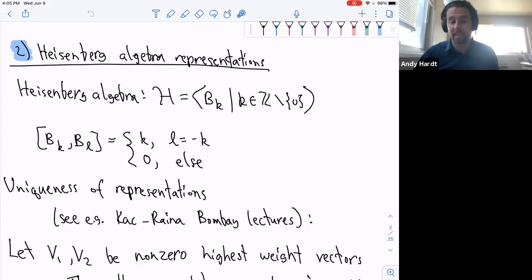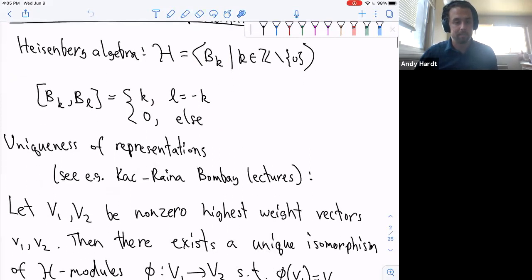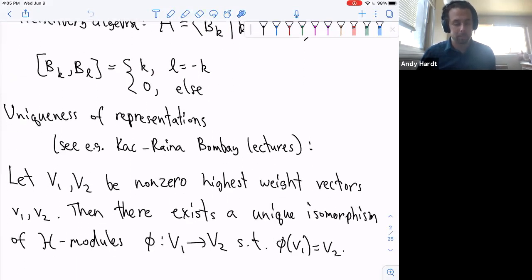One important fact about these that you can see in Lam's paper, or even better in Kac and Raina's Bombay lectures, is that there's a uniqueness of representations. Basically, if you have two representations of a Heisenberg algebra and they're not trivial in some way, there's a unique isomorphism of Heisenberg algebra modules that maps the highest weight vector from one to the other.